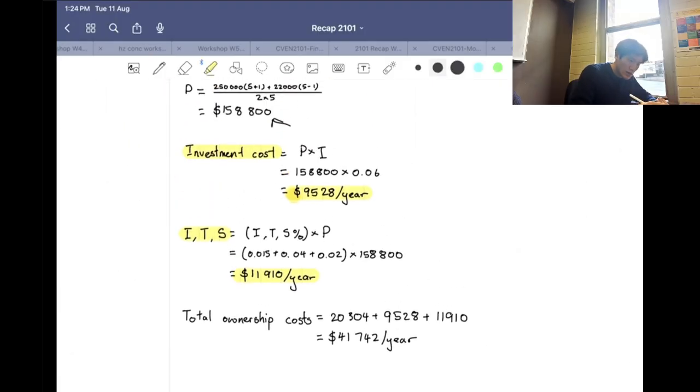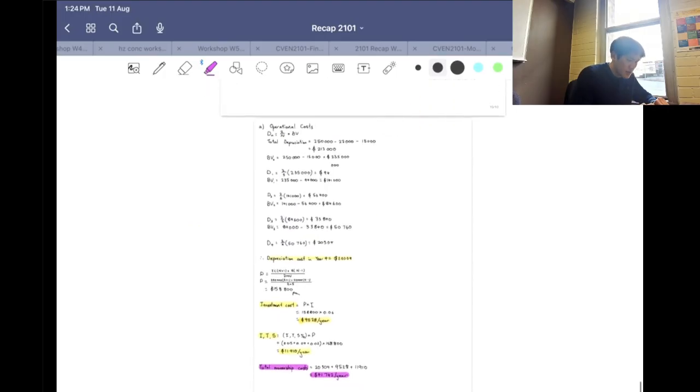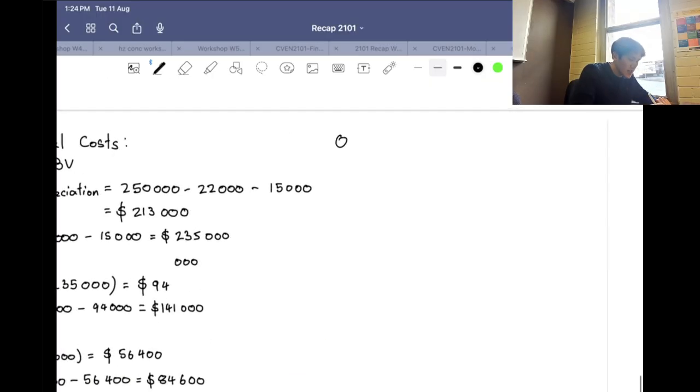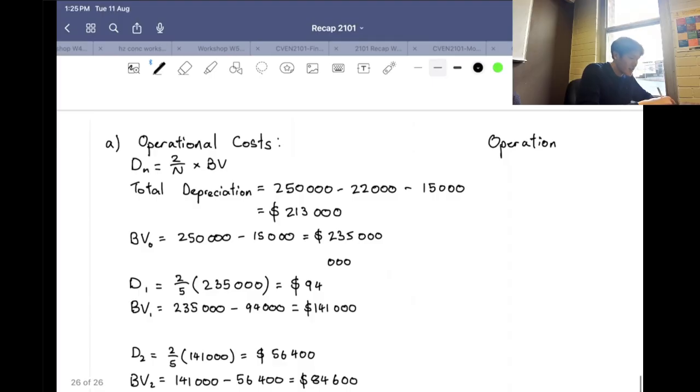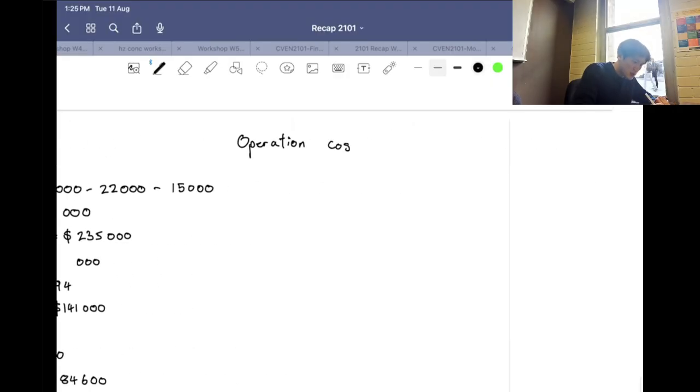Amazing. So that is half of finding how much it costs. Now, we move on to the operation costs. So this is the cost that is associated with running the actual equipment, whereas the ownership costs, wait, did I write it wrong? Ownership costs. This is operation costs.